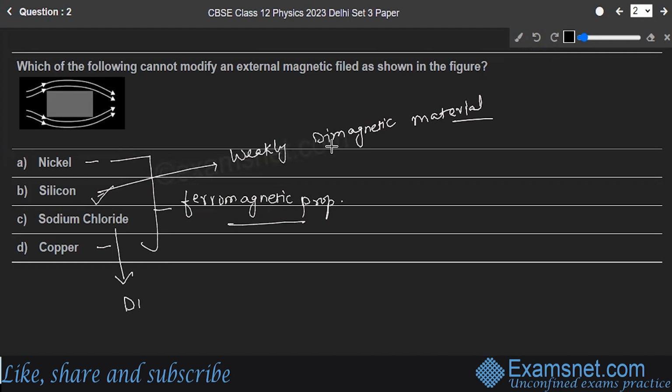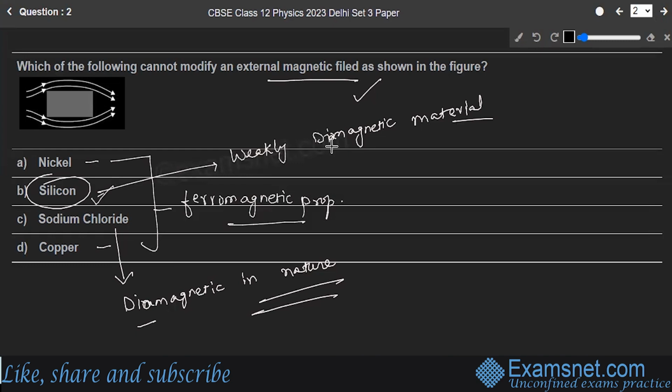This is diamagnetic in nature. Therefore, looking at this, silicon is weakly diamagnetic and sodium chloride is diamagnetic. So silicon only will not modify the external magnetic field shown over here. Hope you are clear. Next is question number 3.